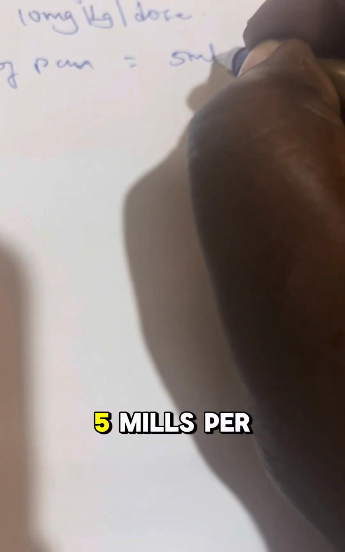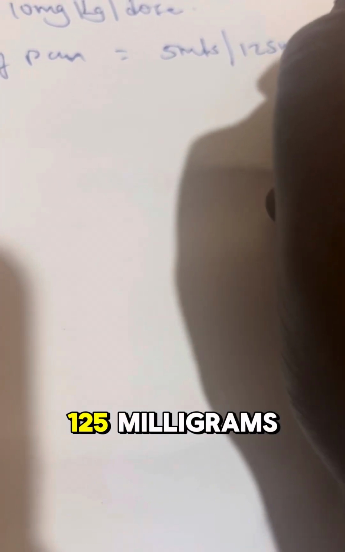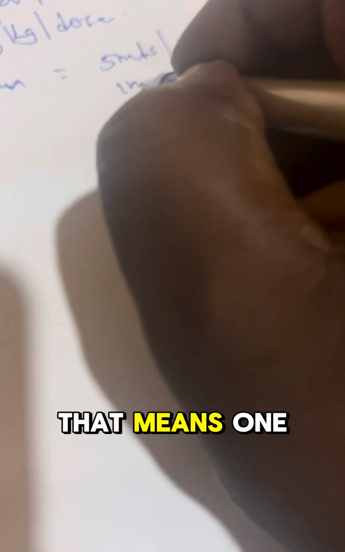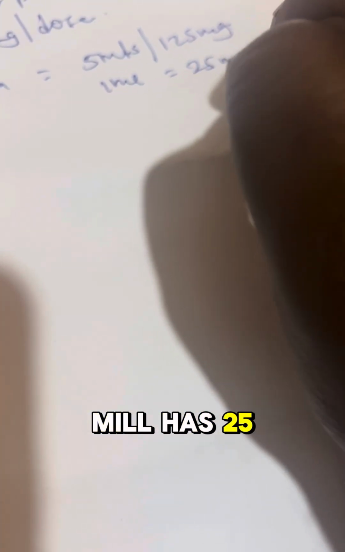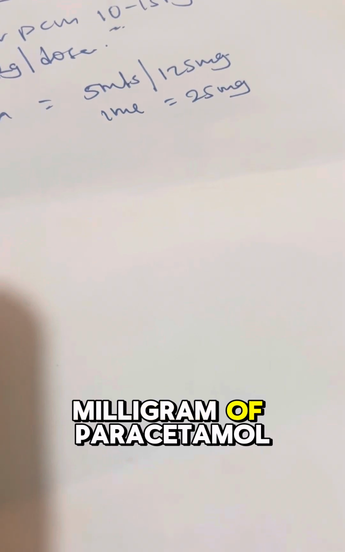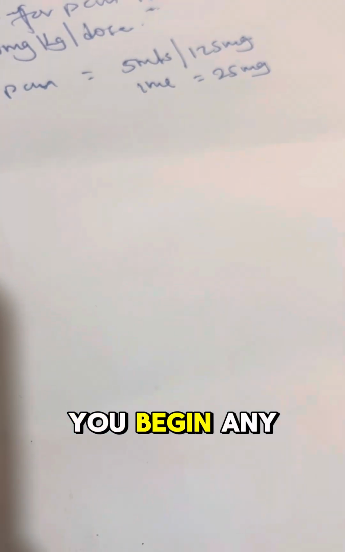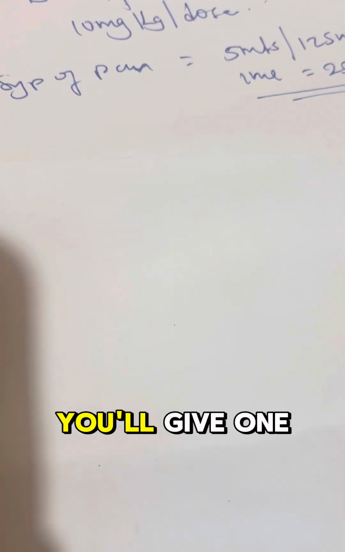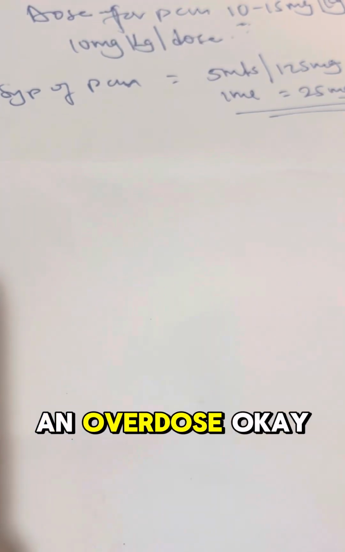Now, we know the syrup of PCM, when they have 5 mils per 125 milligrams. This means that each 5 mils has 125 milligrams. That means 1 mil has 25 milligrams of paracetamol. You have to know that before you begin any calculation. Most of the syrups are sold like that, and then you have to know the dose of paracetamol in pediatrics. Don't guess, never guess. You'll give an underdose or you'll give an overdose.